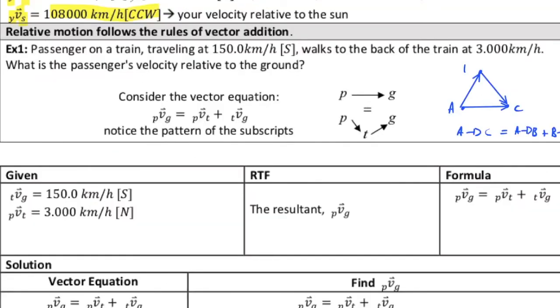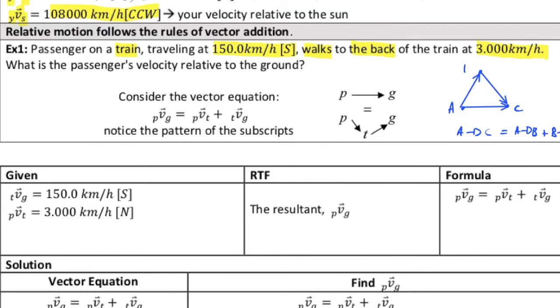Let's take a look at this first example here. Example 1, we have a passenger on a train traveling at 150 kilometers per hour south. Now that's the train that's traveling at 150 kilometers per hour south. Our passenger walks to the back of the train. Now this is very important. Walks to the back of the train at 3 kilometers per hour. Now, logically speaking, if the train is traveling south and you are walking to the back of the train, back must be in the opposite direction of south, which makes that north.